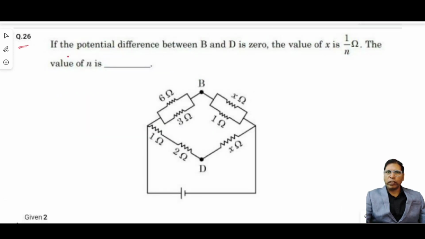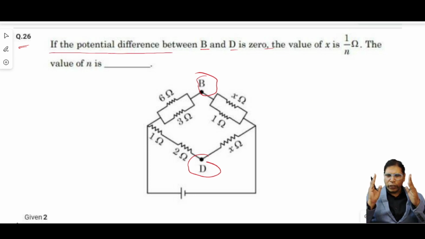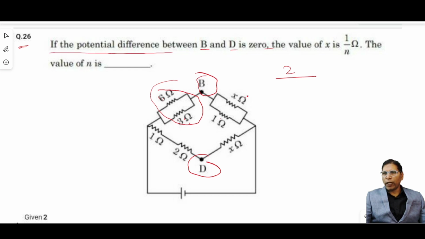Now question 26. If the potential difference between B and D is 0, that is, potential at B is equal to potential at D, so it is a balanced Wheatstone bridge. Now resistance of this branch is a parallel combination. So 6 into 3 by 6 plus 3, so this is 2 ohm. Divided by this, which is also a parallel combination, x into 1 by x plus 1.